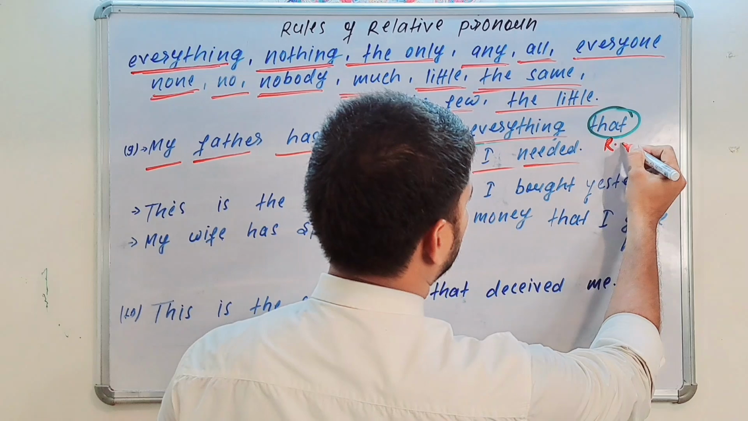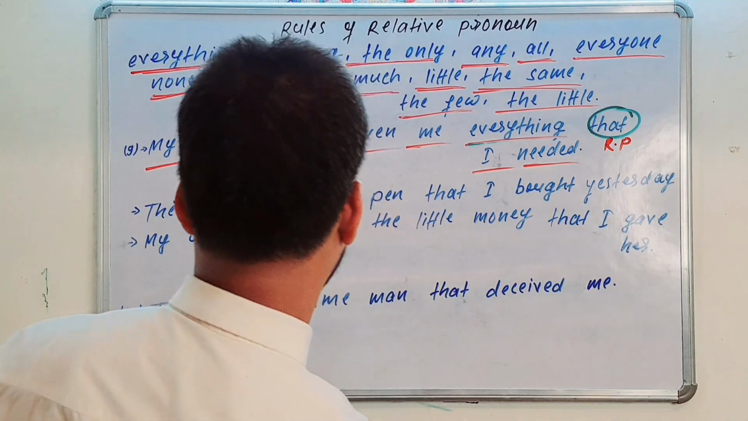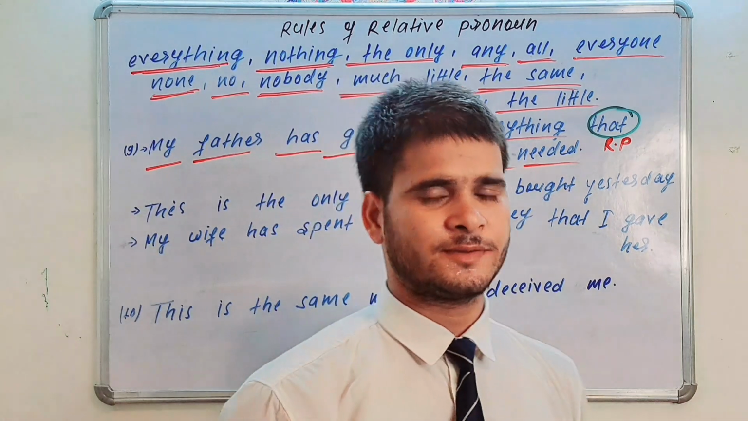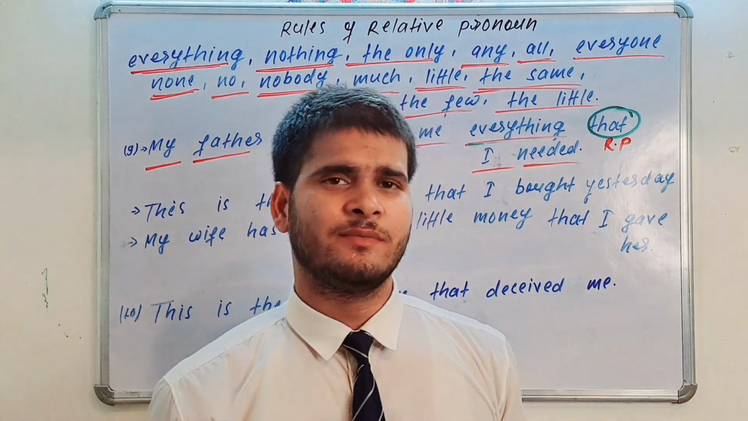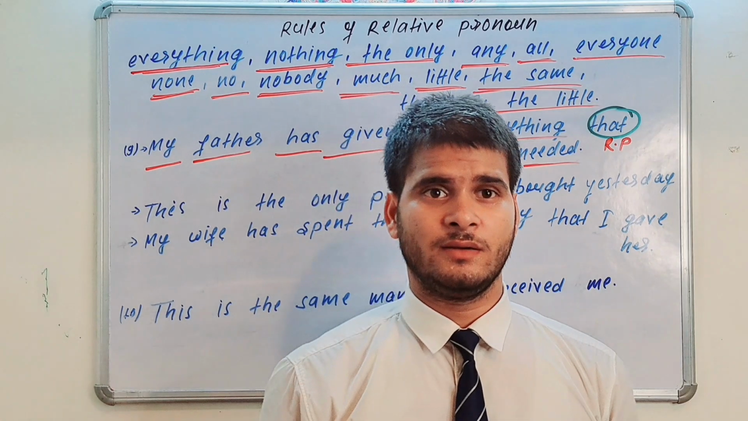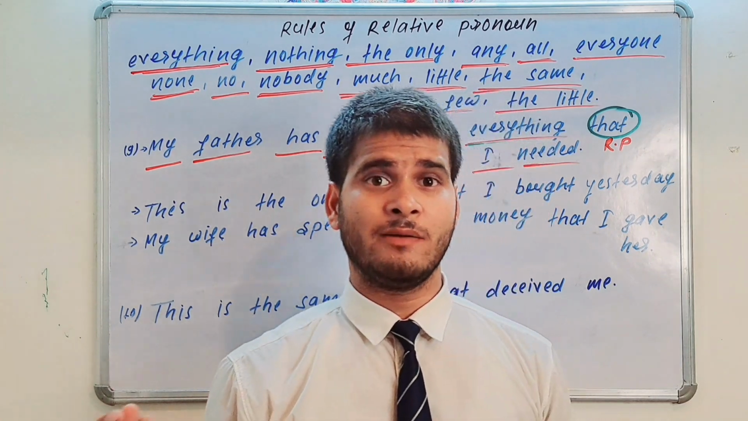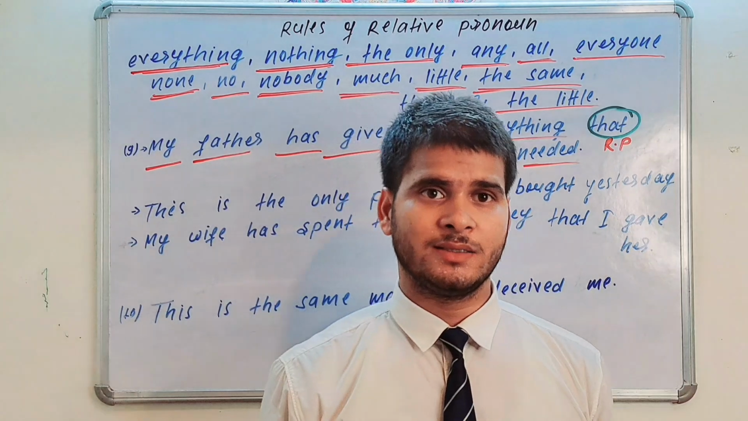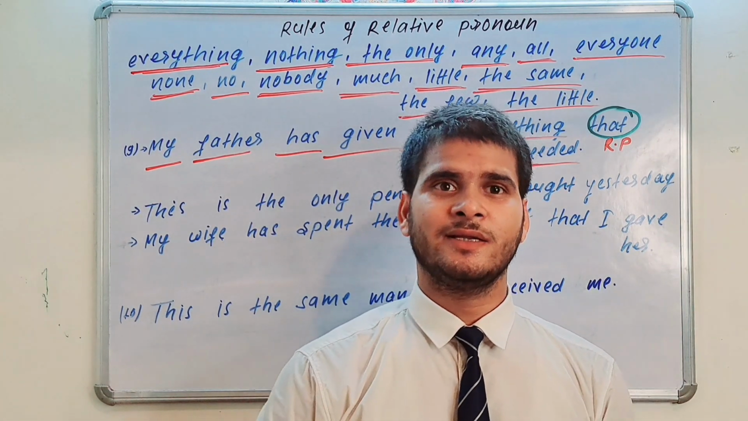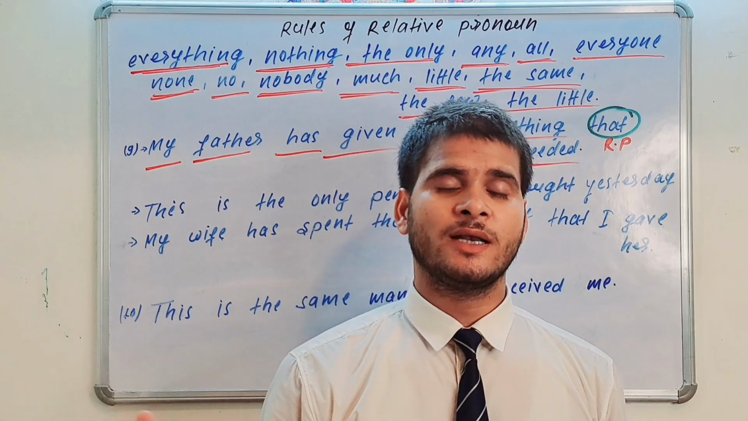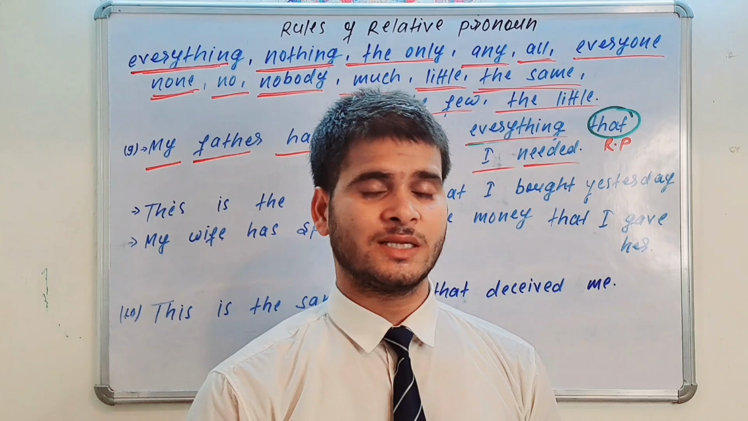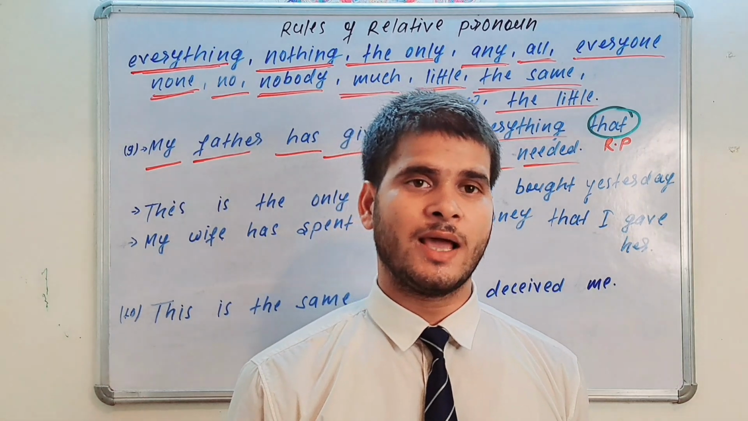See, relative pronoun that is used here. My father has given me everything that I needed. I'm talking about my father, my parents. My father has given me everything that I needed. Don't use another relative pronoun in place of that. Otherwise, the sentence will be incorrect.